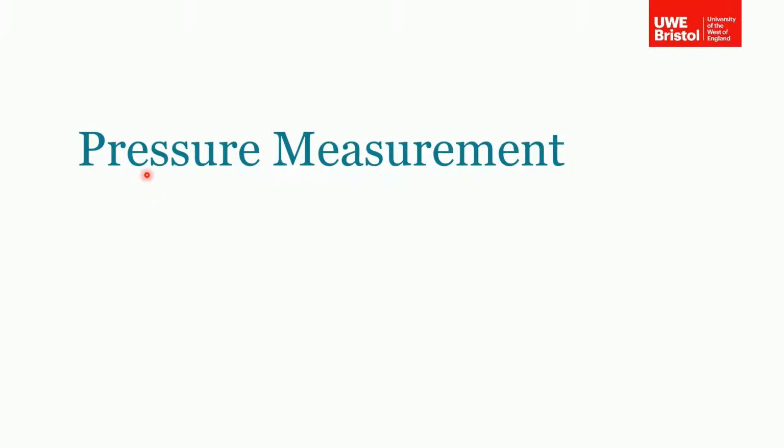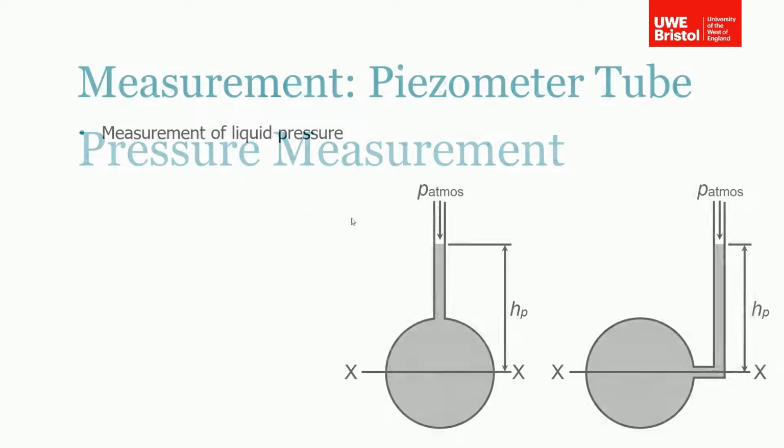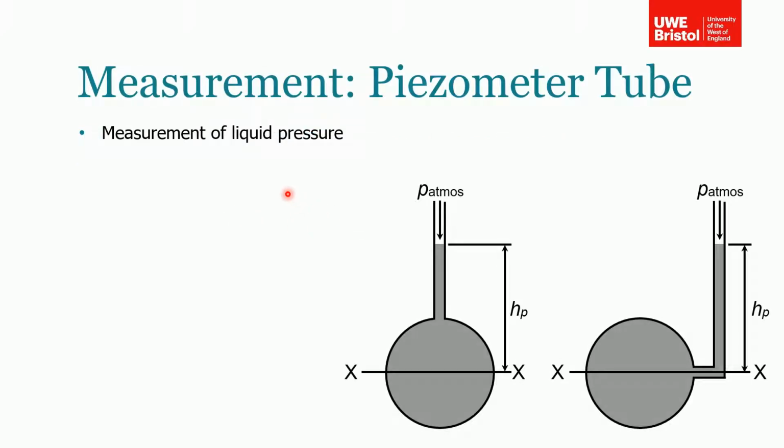In this section I'm going to talk about pressure measurement and the different ways that we can measure the pressure of both liquids and gases. Okay, one of the simplest ways we can do this is simply with a piezometer tube.